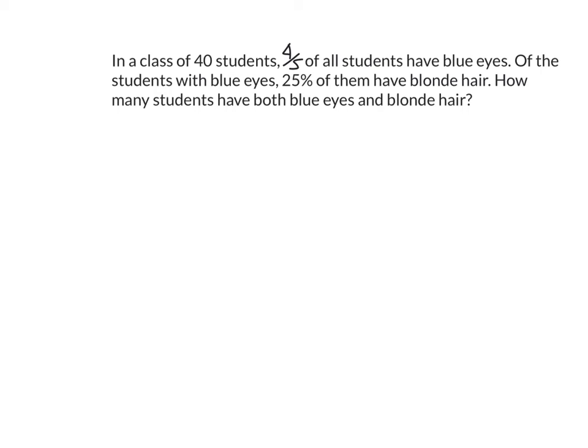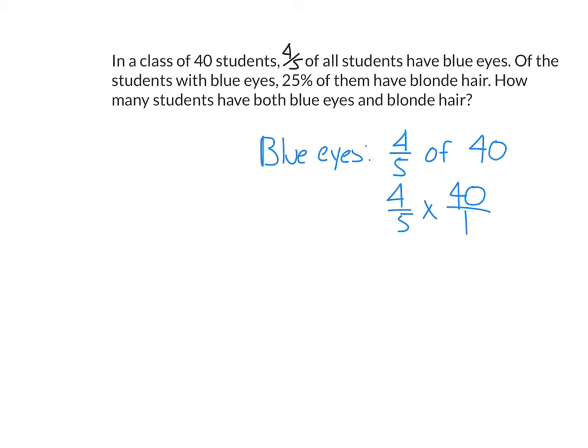So now let's first calculate the number of students that have blue eyes. So that's 4/5 of the class. It's 4/5 of 40. And we know that that means 4/5 times 40. Whole number, write it over 1. So now we could do 4 times 40 and 5 times 1, or we might cancel. 5 goes into itself once, goes into 40 8 times. So 4 times 8, doing the tops, is 32. 1 times 1 is 1. That means there are 32 students in this class with blue eyes.